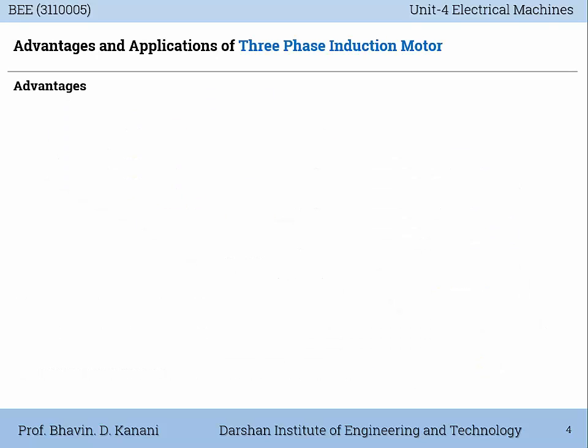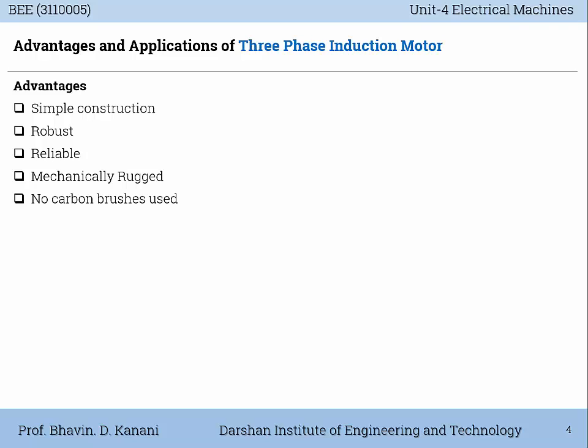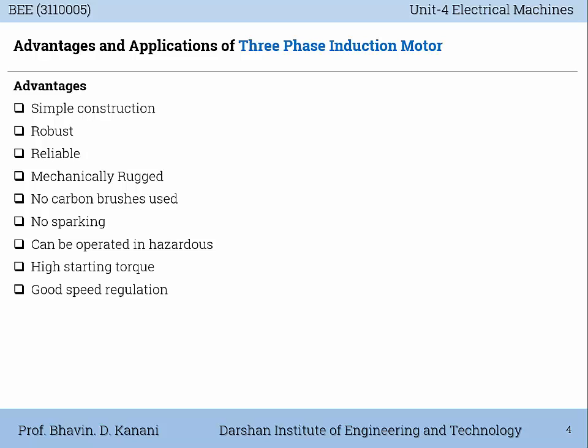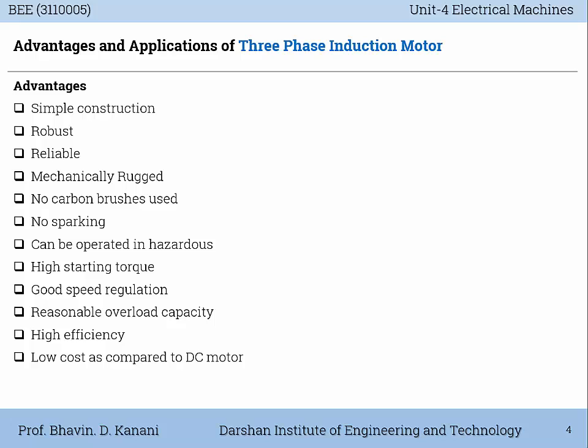Advantages: simple construction, robust, reliable, mechanically rugged, no carbon brushes used and no sparking, can be operated in hazardous environment also, high starting torque, good speed regulation, reasonable overload capacity, high efficiency, low cost as compared to DC motor, less maintenance, etc.